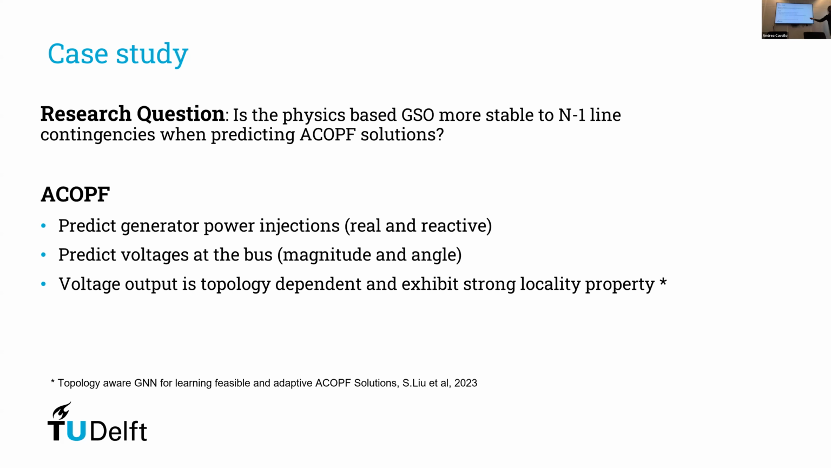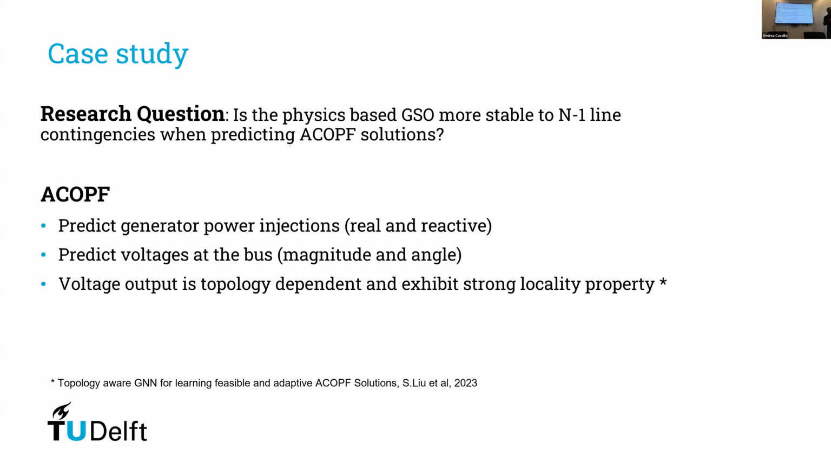In ACOPF, AC optimal power flow, what we are predicting is power injection, real and reactive power injection in the power system. We're also predicting voltage at the bus, so voltage magnitude and angle. With these two things, the real and reactive power and the voltage magnitude and angle, we can derive the line loading through power flow equations. So we don't need to predict that.